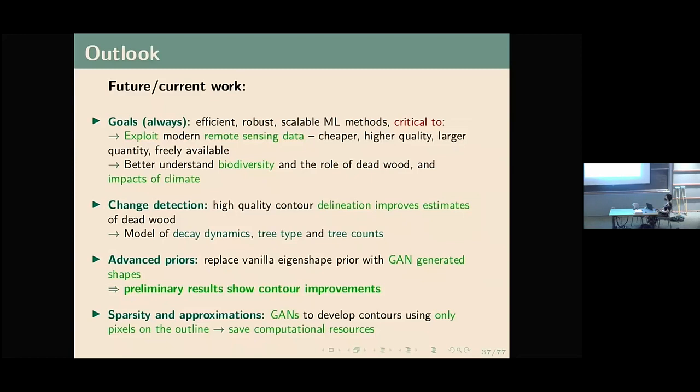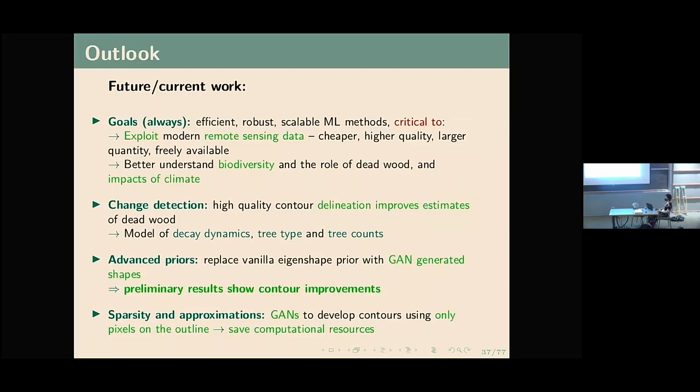On the methodological side, we're planning to replace the eigenshape prior with a model from the class of generative adversarial networks, or GANs, which is, alongside variational autoencoders, the state of the art in generative modeling. We already have some preliminary results yielding far more detailed tree crown contours. That's pretty cool if anyone's curious later.